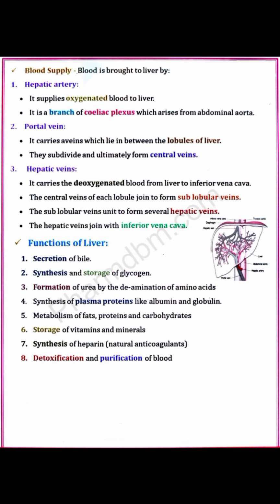It is a branch of the coeliac plexus which arises from the abdominal aorta. Second one, portal vein. It carries veins which lie in between the lobules of the liver. They subdivide and ultimately form central veins. Third one, hepatic veins. It carries the deoxygenated blood from the liver to the inferior vena cava.